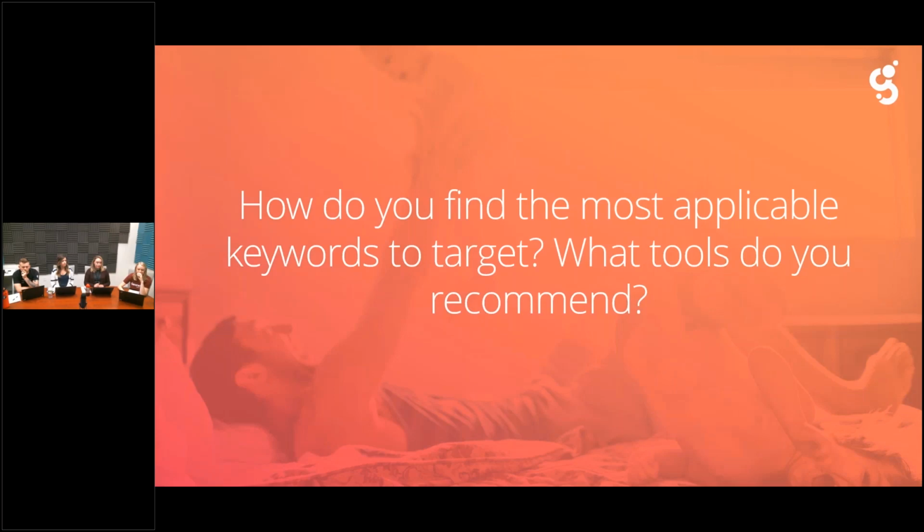So I am going to do a run through of a really quick keyword research process and how that works, and some of the different tools that we like to use in order to do that. So the first step to finding the most applicable keywords is you just need to gather a giant keyword list. I usually just open a spreadsheet and gather all of the keywords that you can think of.